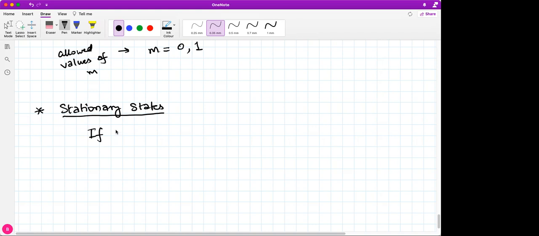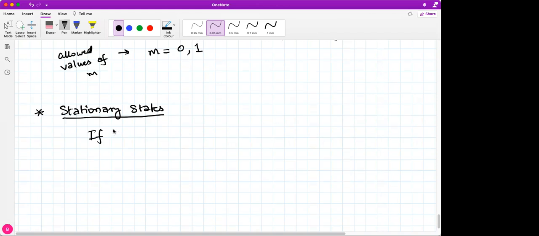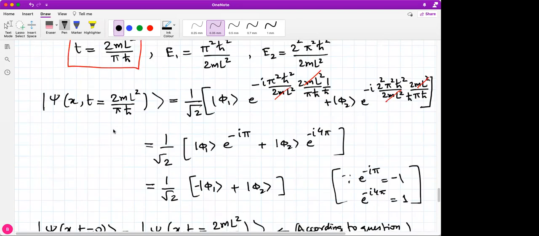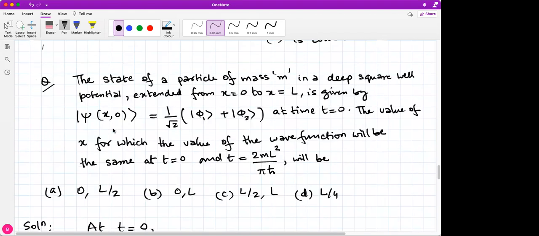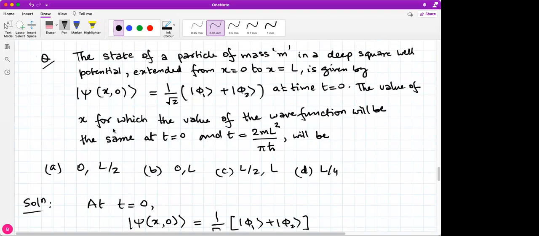Hello, sir. Yes. Tell me. Hello. Yes. Sir, in the previous question, is there mentioned that phi 1 is the energy eigenfunction? You have used the phi 1 is the energy eigenfunction formula, root 2 by L sin pi x by L. In the question, is it mentioned that phi 1 is energy eigenfunction?